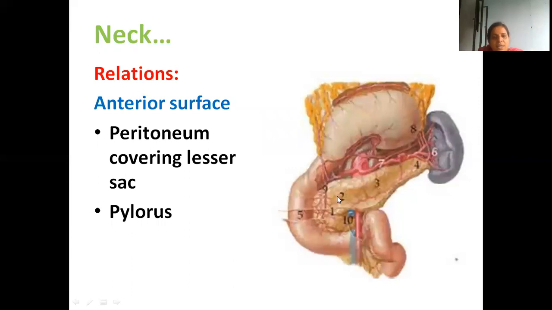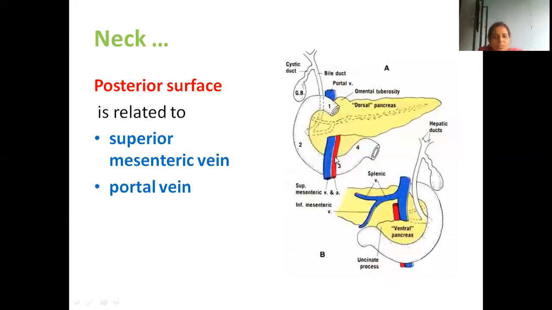Anteriorly the neck is related to peritoneum, lesser sac, and pylorus of the stomach. Posterior surface of the neck is related to superior mesenteric vein, which will join with the splenic vein to form portal vein. Portal vein we will see at the neck of the pancreas. Very important this is. Neck is related to portal vein.